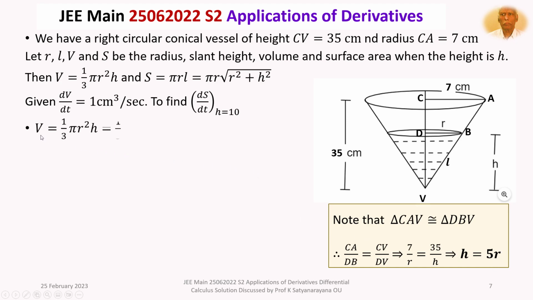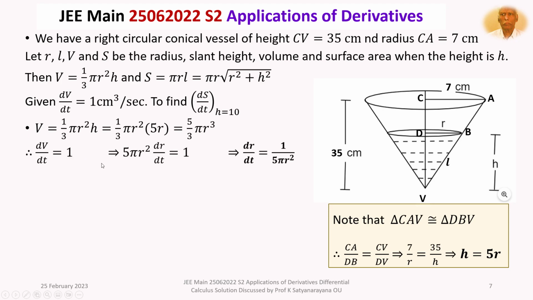V is equal to 1/3 pi r square h. In that, substitute h is equal to 5r. Then you will get 5 by 3 pi r cube. Now dV by dt is equal to 1, it is given. dV by dt is 5 by 3 pi into 3r square into dr by dt. 3 cancels, and you will get 5 pi r square dr by dt, that's equal to 1. And we get dr by dt from this as 1 by 5 pi r square.